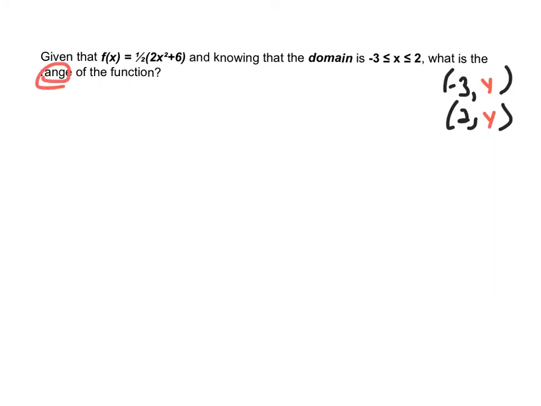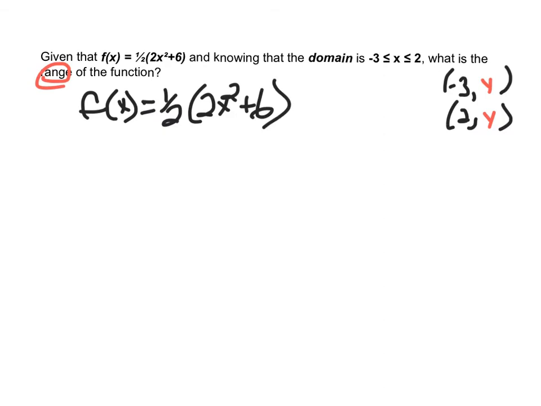So we have our function f of x equals 1/2 times 2x squared plus 6. Now this might be one where it would be really nice to use our calculator to plug this in and let it solve it for us. But basically we're going to plug in the -3 for x and get the output, and we're going to plug in a 2. So let's start with the -3.